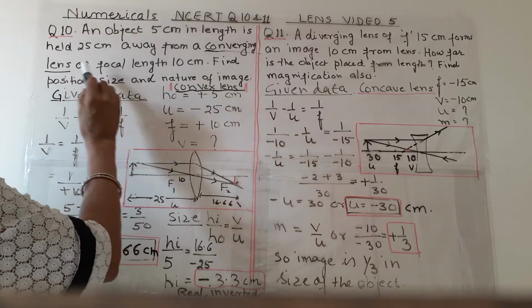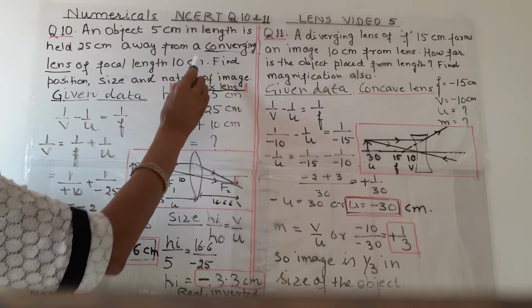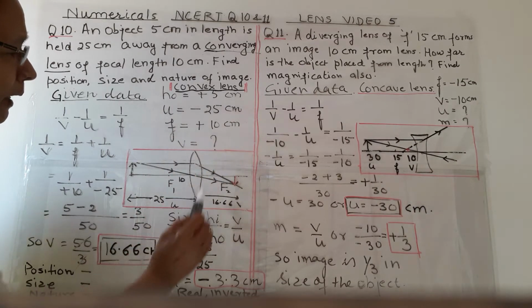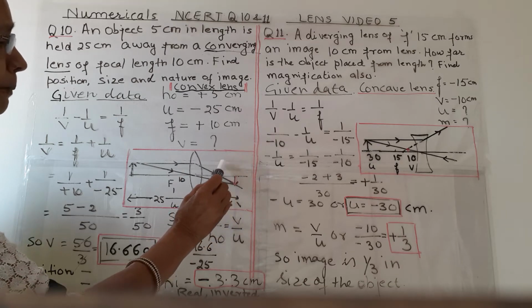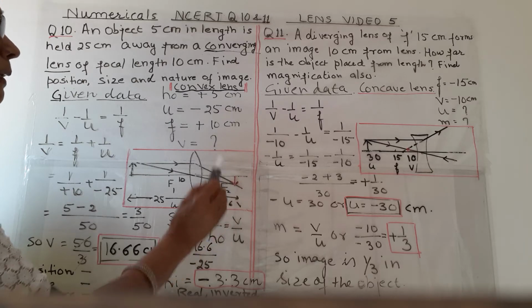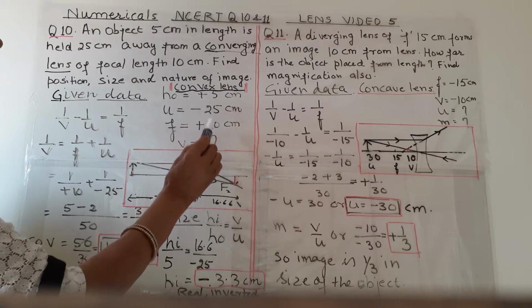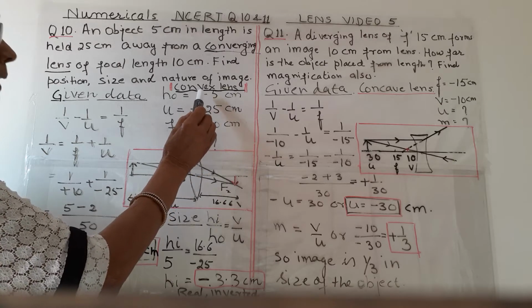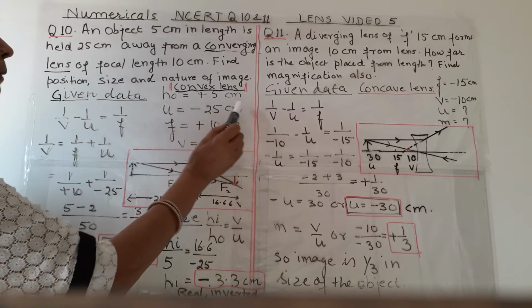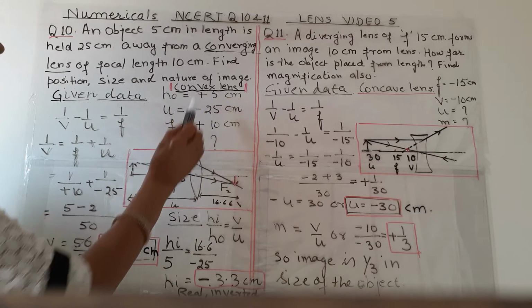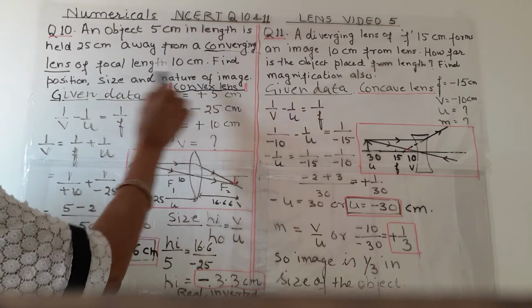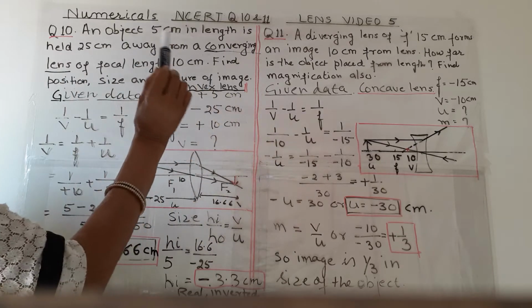Then focal length is given. Lens is of focal length 10 centimeters. Focal length we have to write plus 10, as the focal length of this convex lens is always plus. Focal length is always on the right hand side, so it is always plus. So when we are writing the given data, we have to write signs plus or minus with the values. HO is plus, U is always minus, focal length of convex lens is always plus. So we have written plus 10 centimeters, and we have to find the position, size and nature of image.